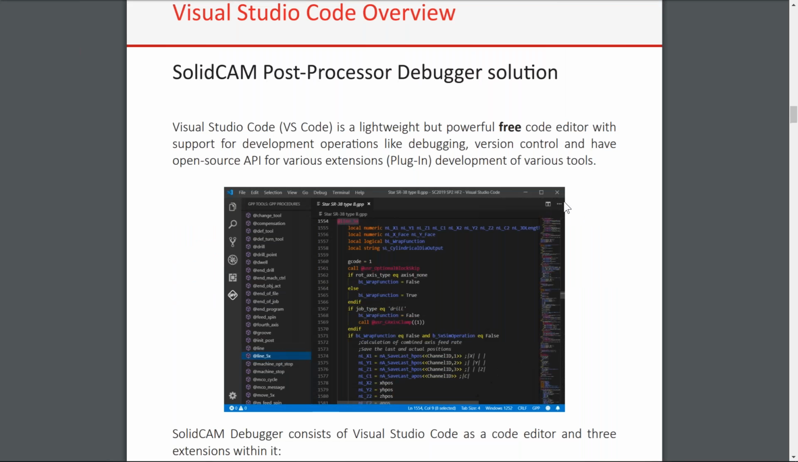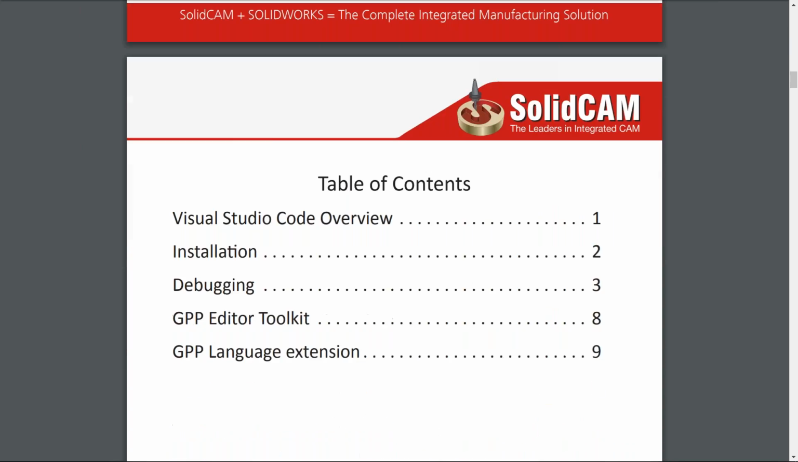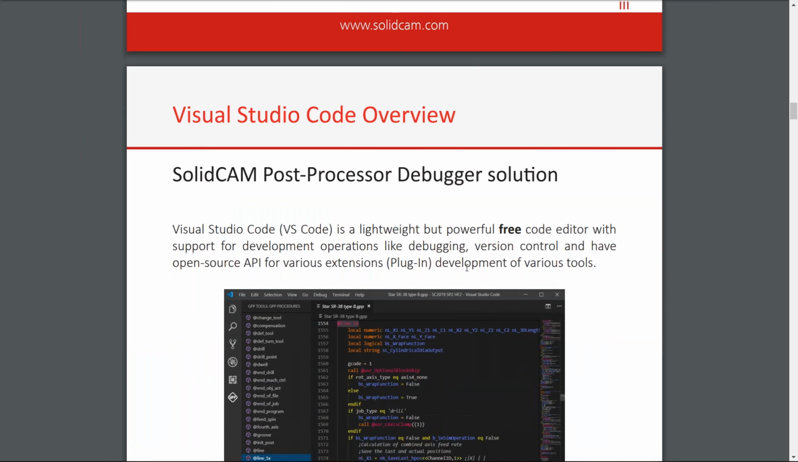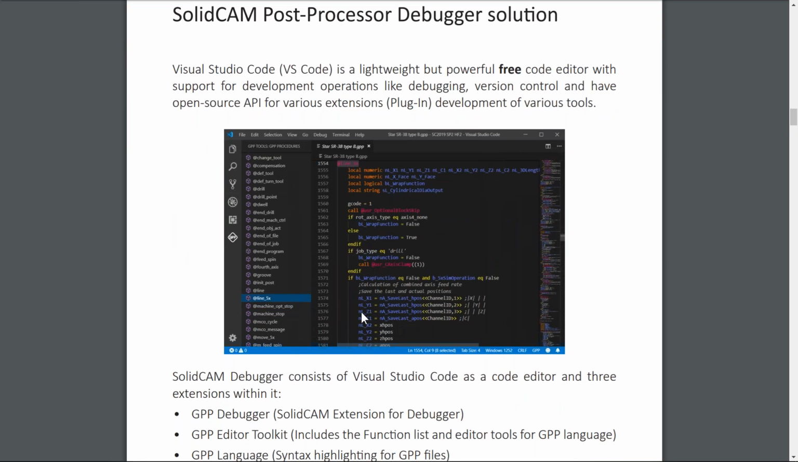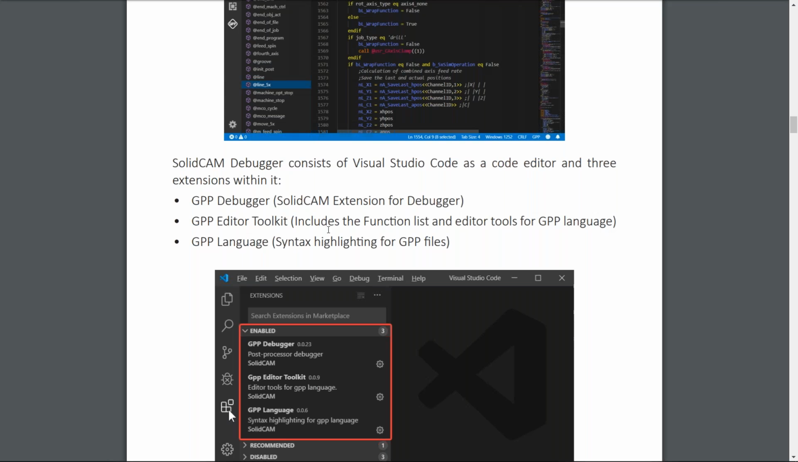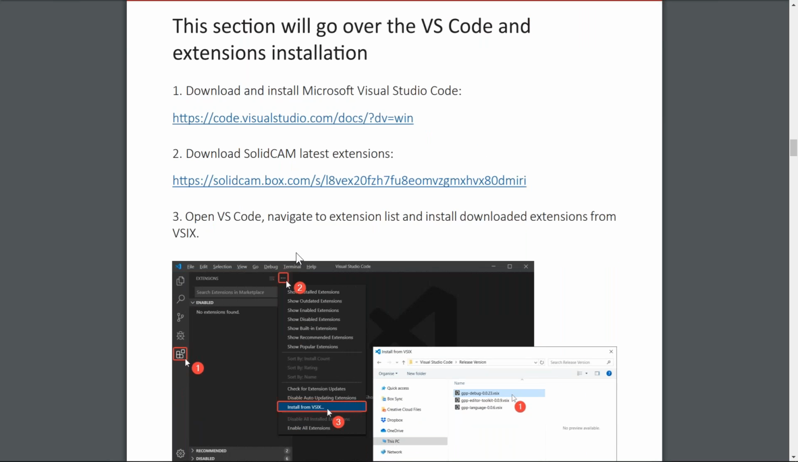Okay, so let me repeat some of the things. I just showed this PDF, and the most important thing about it is the Visual Studio Code free code editor and these three extensions: the Debugger, Editor Toolkit and the language. What I wanted to say more about how to install it will be located in this document. And for sure, here you can see the link. The link will never be changed. And if for some reason it doesn't work, feel free to contact SolidCAM support.